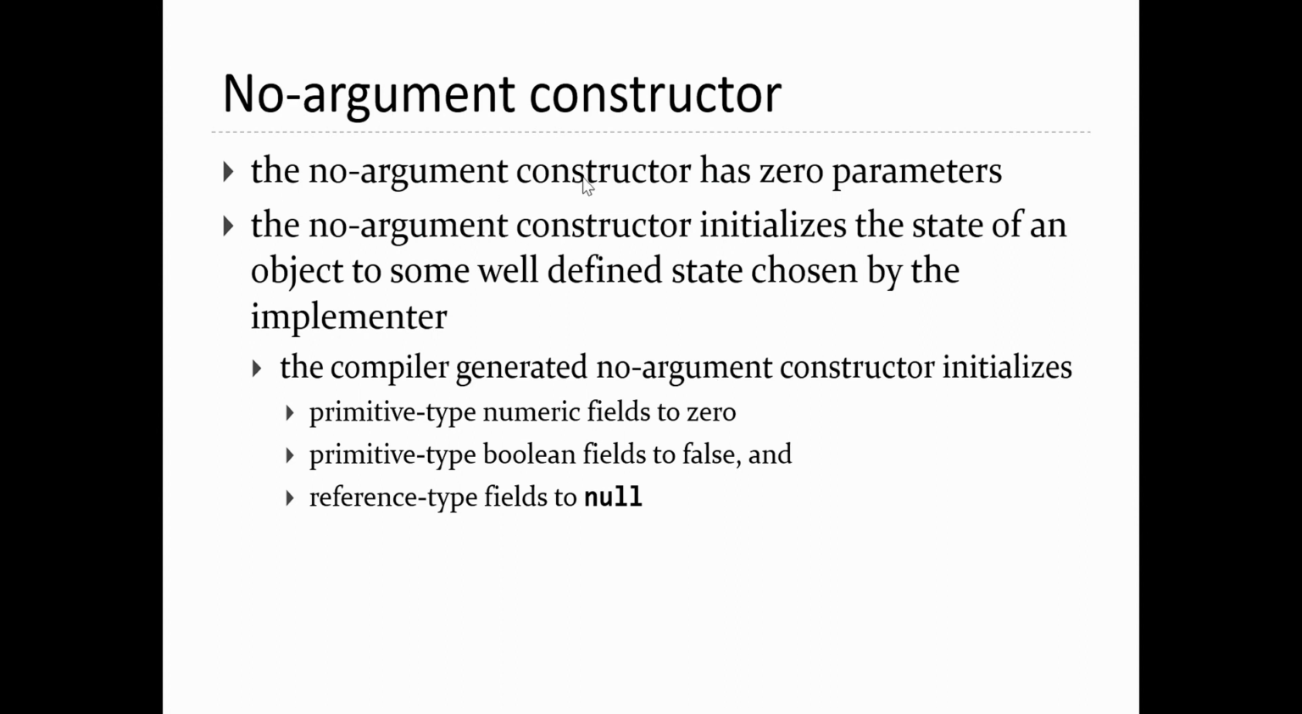The no argument constructor is the constructor that has no parameters. The purpose of the no argument constructor is to initialize the state to some default value chosen by you, the programmer. As the implementer of the class, you're allowed to decide what the no argument constructor does. Of course, you're going to tell people what it does when you document your method. But otherwise, it's up to you. So here is where I tell you what the compiler-generated no argument constructor does.